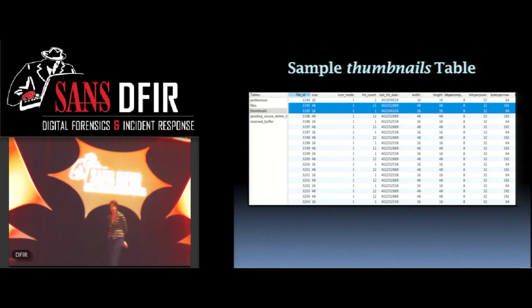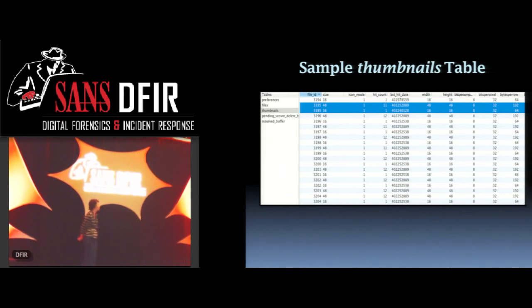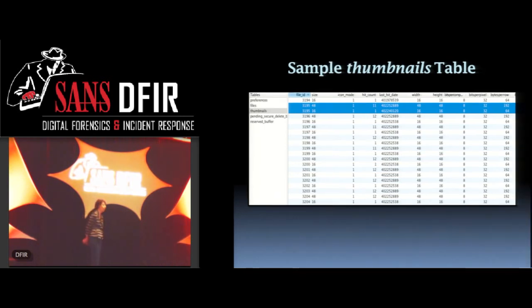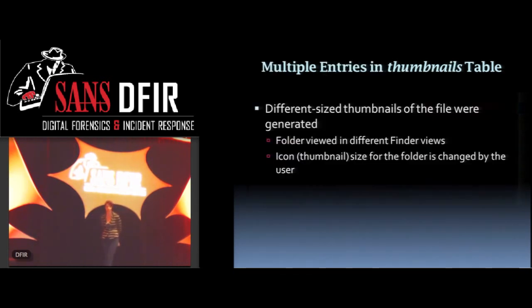You see your hit count. For one of them it's 11. For one of them it's 1. And then it's got the date of when it last hit. So you can see how this could possibly be useful. If the user is continuously going to a folder and looking at the files in it, continuously accessing that folder, especially when they're denying knowledge of it, having a hit count that's greater than 1 could be helpful.